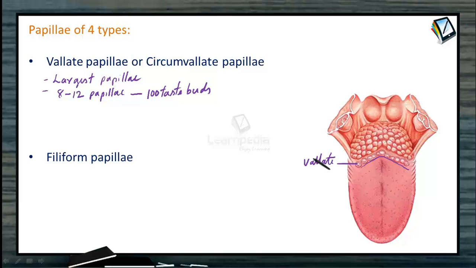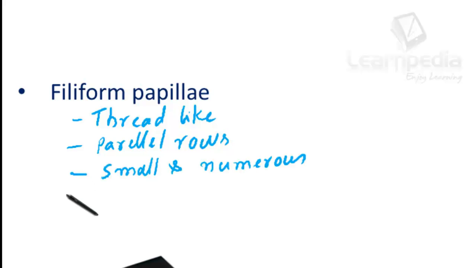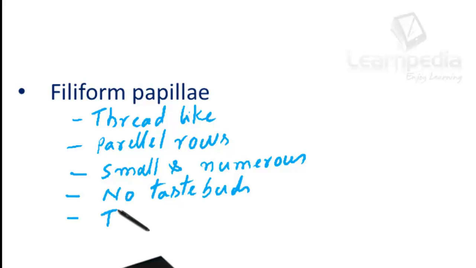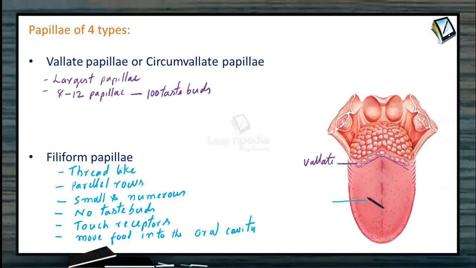Filiform papillae. These are thread-like papillae and they are arranged in parallel rows on the surface of the tongue, and they are small and more numerous. Generally, filiform papillae are without taste buds. They act like touch receptors. So the function of filiform papillae is to move the food into the oral cavity. So filiform papillae are scattered on the surface. They are filamentous-like.